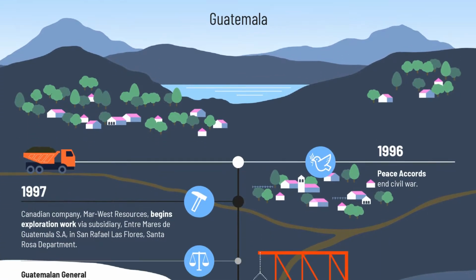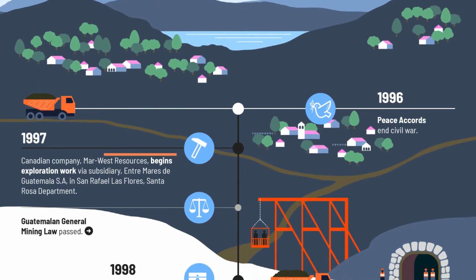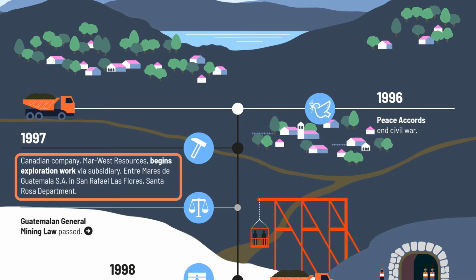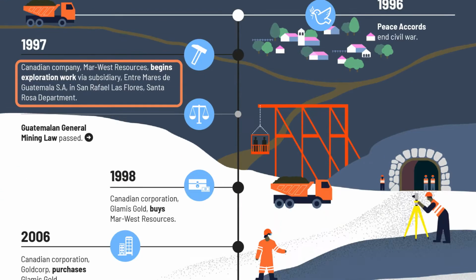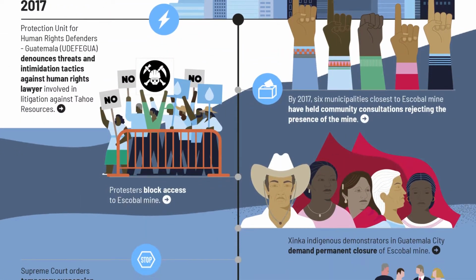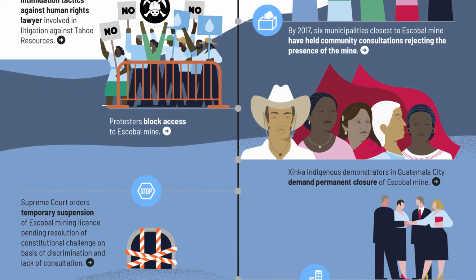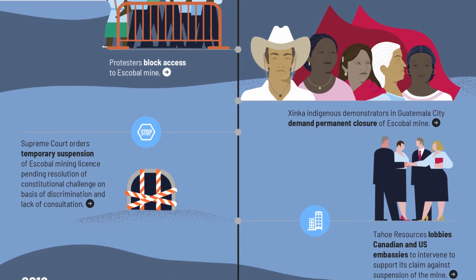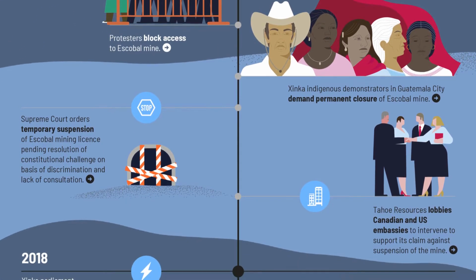For example, with the Escobal project, you can see the Entre Mares subsidiary began exploration work in 1997. And more recently in 2017, the Guatemalan Supreme Court ordered the temporary suspension of Tahoe Resources' exploitation license, pending a consultation process with local indigenous communities.